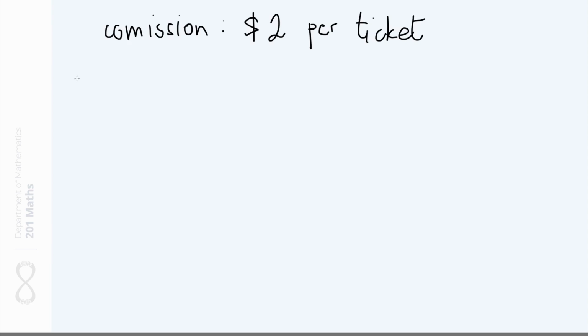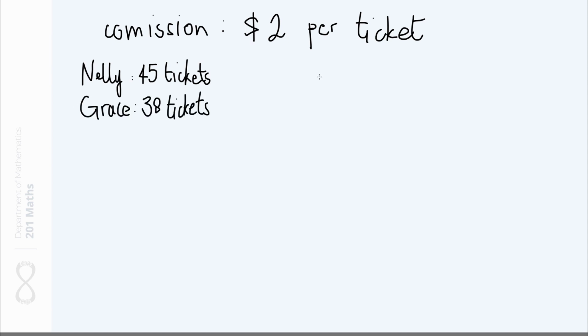All right, let's do one more. Let's say that a team of event promoters who sell tickets for an event get a commission of $2 per ticket. So let's say we have Nelly, who sold 45 tickets, and we have Grace, who sold 38 tickets. And let's say that we also have 2 other cases. One of them is Riz, and we know that he earned $78. And we also have Tanu, who earned a total of $104 from tickets.